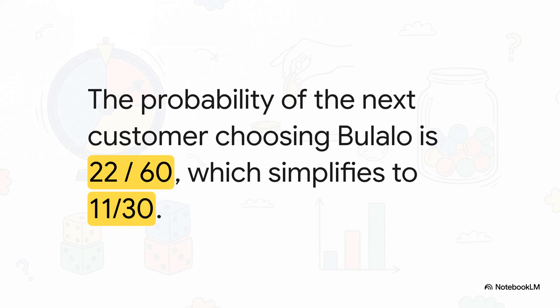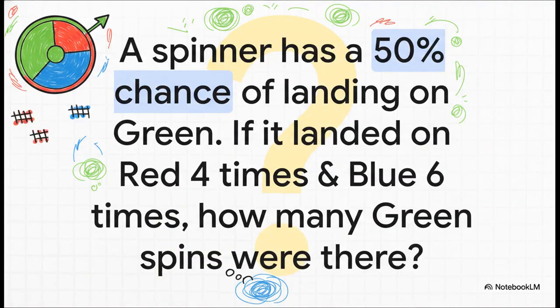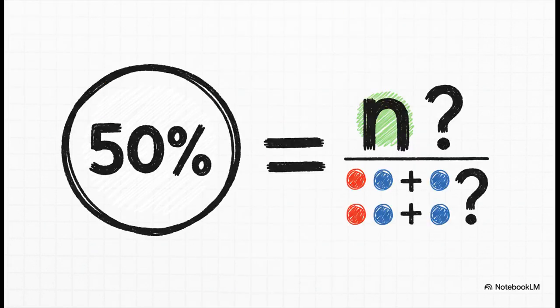That's our experimental probability. Okay, you ready to level up a little? Let's try a trickier one. In this case, we know some of the outcomes, and we know the final probability for a different outcome. We have to work backward to figure out a missing piece of the puzzle. How would you even start with this one? Well, the first step is always to set up the equation. Let's use the letter n to stand in for that unknown number of green spins.